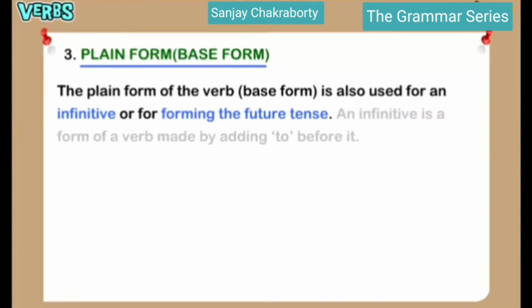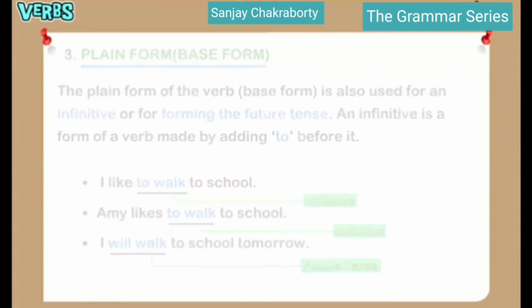What is infinitive? We all know. Infinitive is a form of verb made by adding to before it. To go, to come, to play could be some potential examples. Moving on. So I think the plain basic form is clear, right?